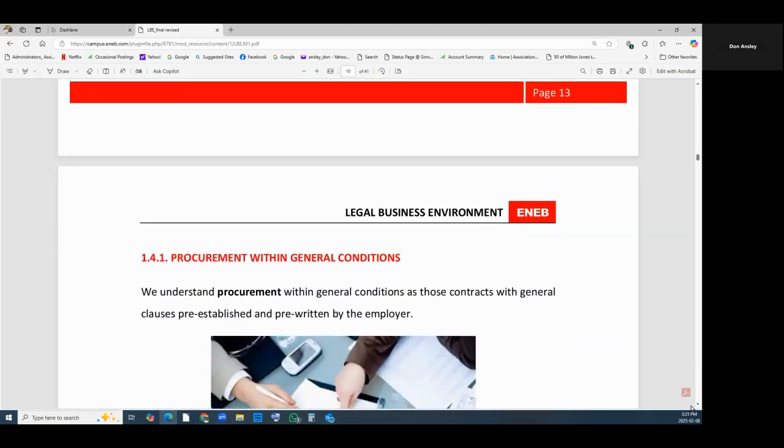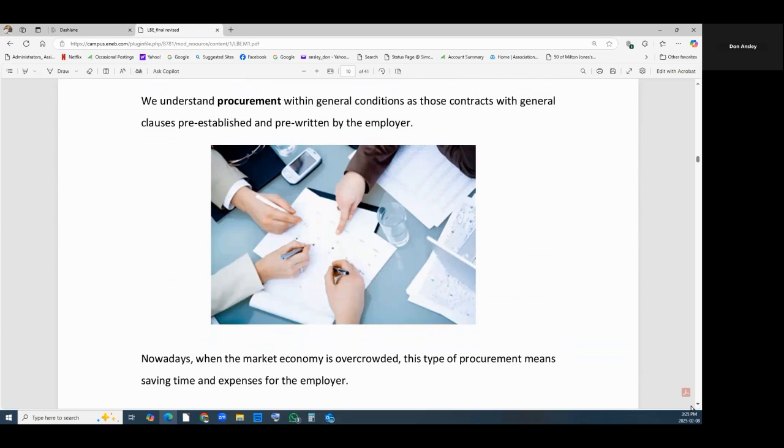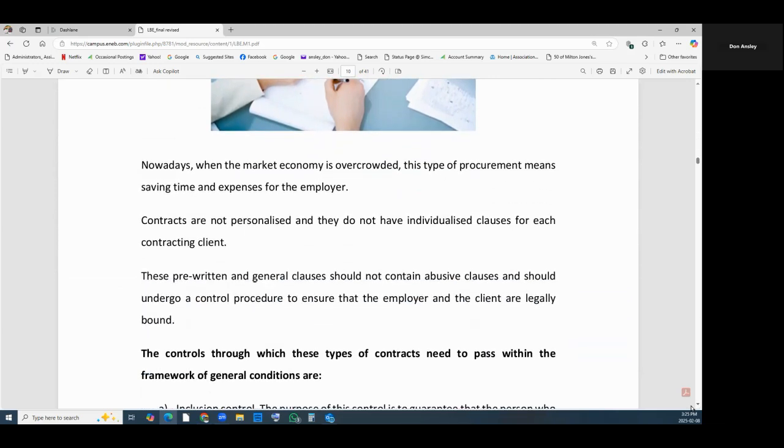The procurement within general conditions. We understand procurement within general conditions as those contracts with general clauses pre-established and pre-written by the employer. Nowadays, when the market economy is overcrowded, this type of procurement means saving time and expenses for the employer. Contracts are not personalized and they do not have individualized clauses for each contracting client.